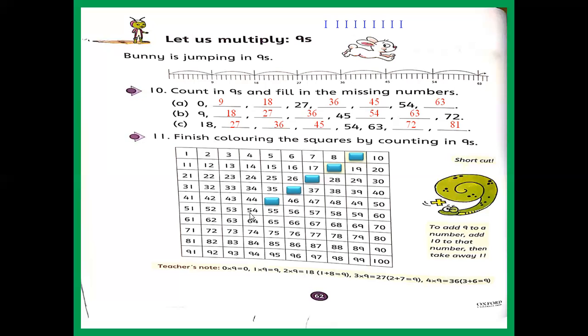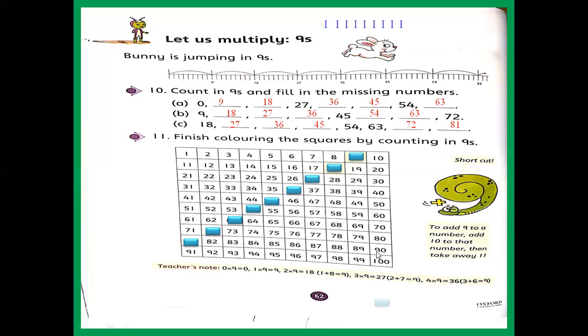1, 2, 3, 4, 5, 6, 7, 8, 9. 54 also comes in the table of 9. 63 also comes in the table of 9. 72 also comes in the table of 9. So 81 also comes in the table of 9. Count 1, 2, 3, 4, 5, 6, 7, 8, 9 each time.